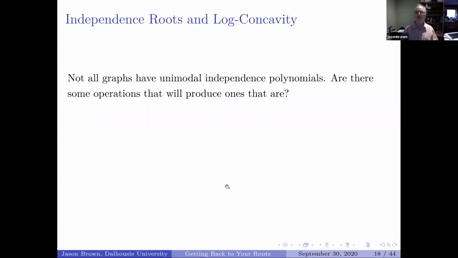Now, not all graphs have unimodal independence polynomials. It was an open problem for a while, and Paul Erdős and some other people proved in a really beautiful paper that not only are independence polynomials not unimodal, but they can be what they call unconstrained. You can actually have them have dips and peaks wherever you like. In their terms, you can take a permutation and decide on the ordering of the coefficients. So this is a question that once you know that they can be non-unimodal, you'd ask: are there some families or some operations that will produce ones that are unimodal?